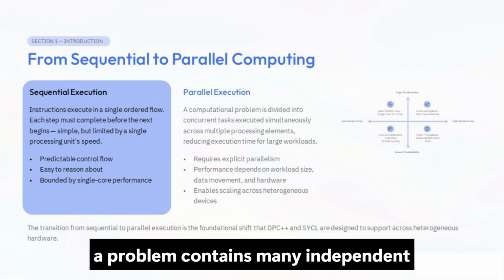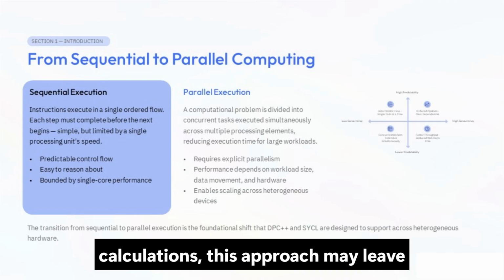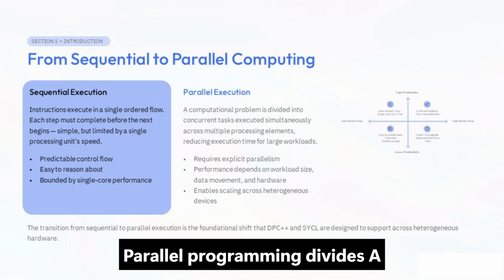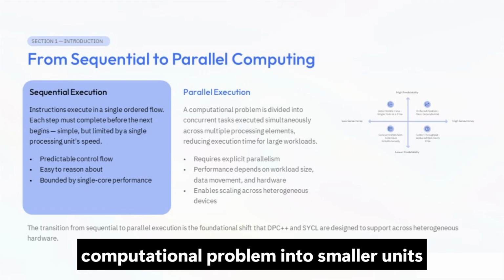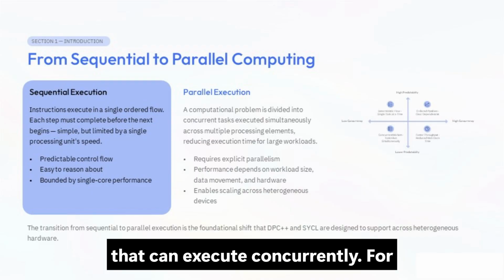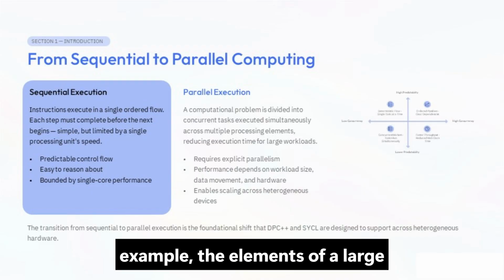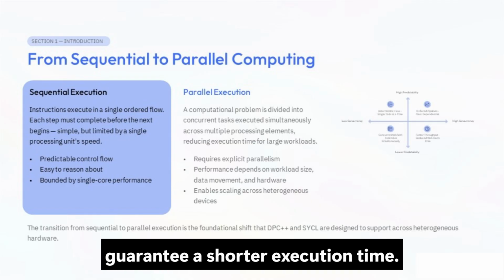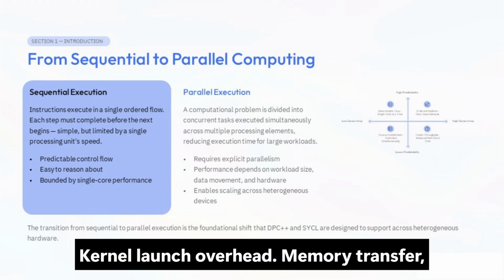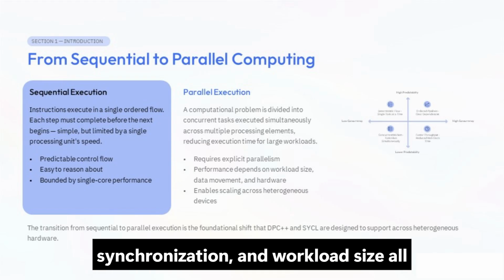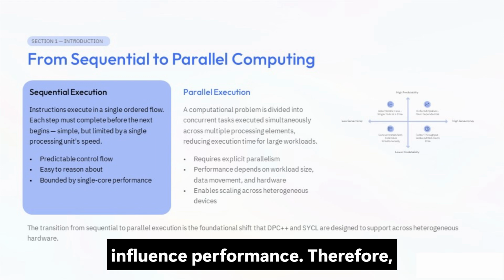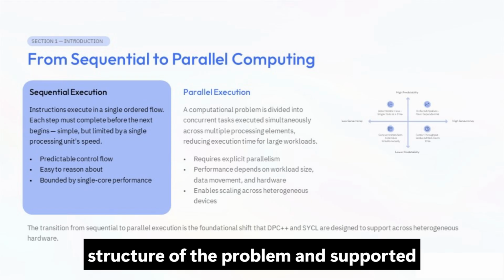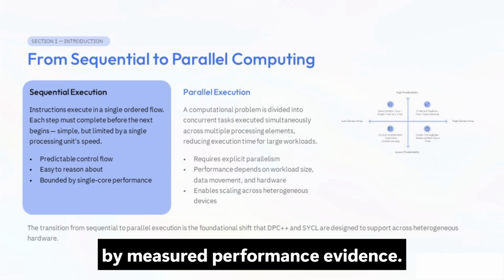In a sequential program, operations are generally performed one after another. If a problem contains many independent calculations, this approach may leave much of the available hardware unused. Parallel programming divides a computational problem into smaller units that can execute concurrently. For example, the elements of a large array may be processed independently. Parallel execution does not always guarantee a shorter execution time. Kernel launch overhead, memory transfer, synchronization, and workload size all influence performance. Therefore, parallelization should be based on the structure of the problem and supported by measured performance evidence.